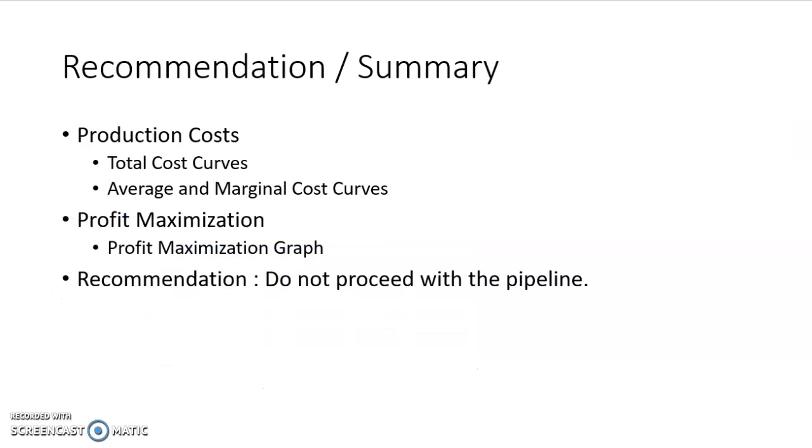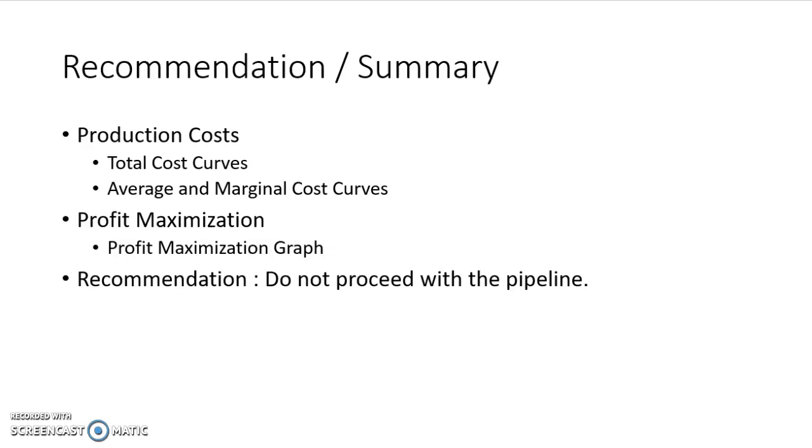Throughout this presentation, we've discussed production costs and calculations. We've looked at the total cost curves with the total variable costs having a major impact on our total cost. We saw that the average variable costs and marginal costs are driving up the average total cost when we reviewed the average and marginal cost curves. Then we discussed our profit maximization and discovered that our profit maximization price is $1.73, while our profit maximization quantity is 5 units.